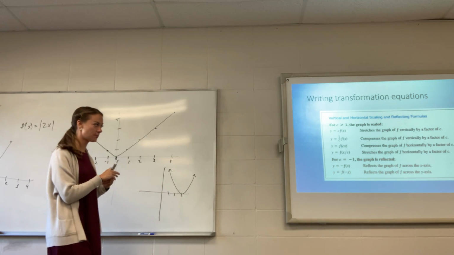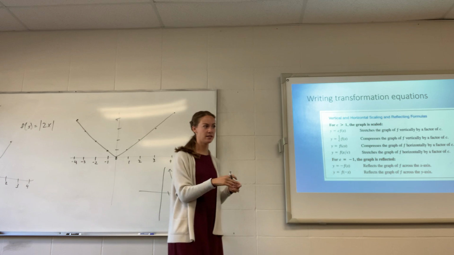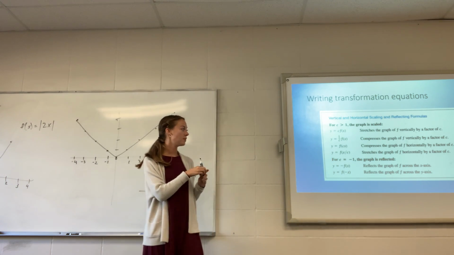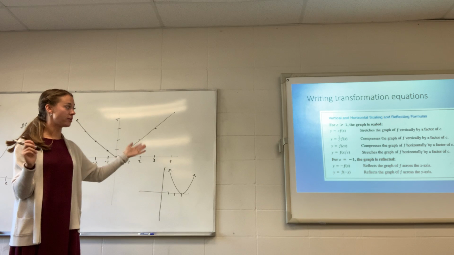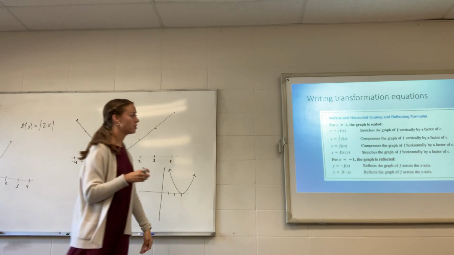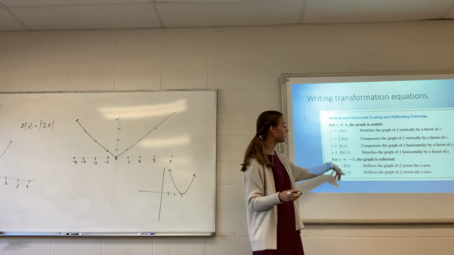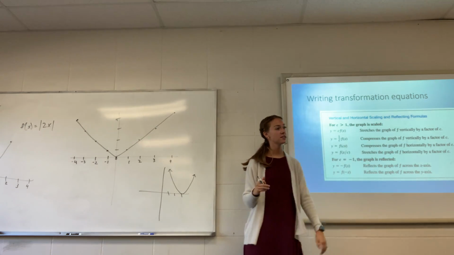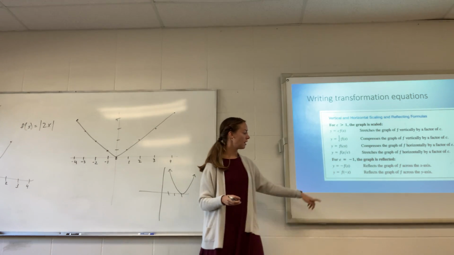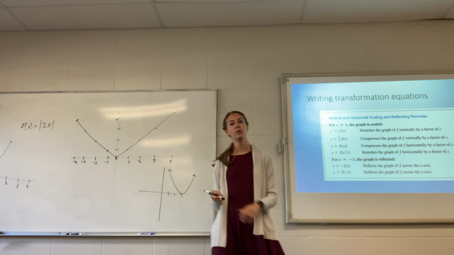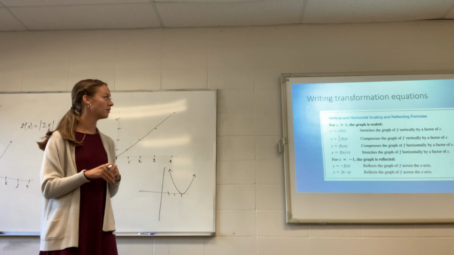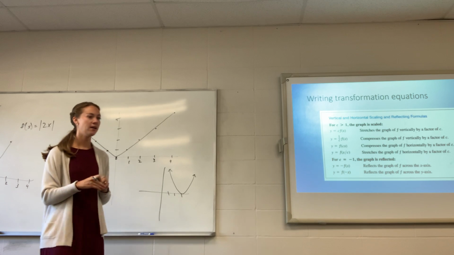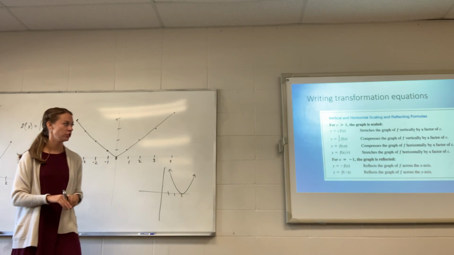And then when it talks about the negatives, this is the reflecting that we talked about before. If your value is negative, that's when we get those reflections. If you have a negative out front of everything, it reflects it across the x-axis. And if you have a negative just in with your x, this is where it reflects it across the y-axis. Okay, and this is just the handiest little cheat sheet.